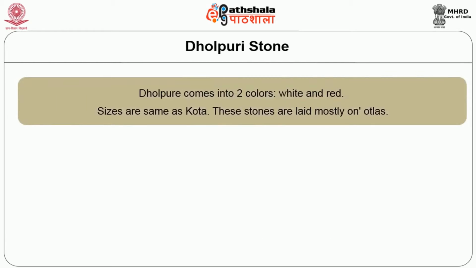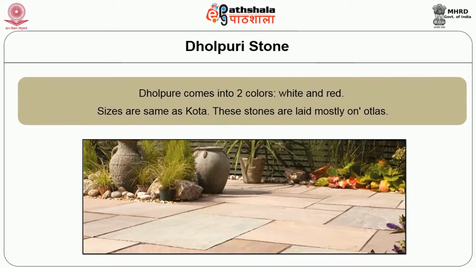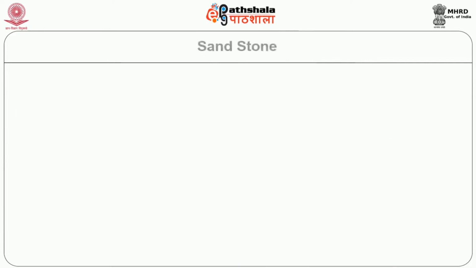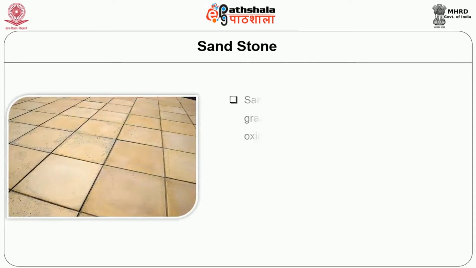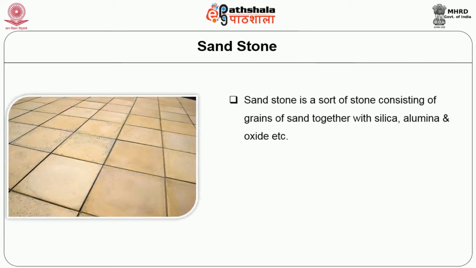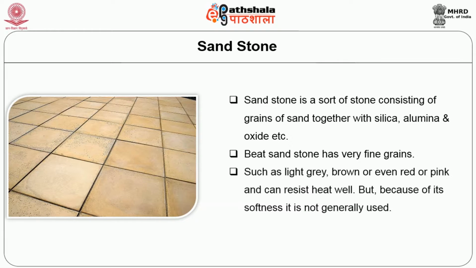The next stone would be Dolpuri stone, which comes in two colors, white and red, and the sizes are the same as Kota stones. The next stone would be sandstone, a stone consisting of grains held together with silica, alumina and oxide. Bhat stone is one kind of sandstone, available in light grey, brown and even red or pink, and it can resist heat well.